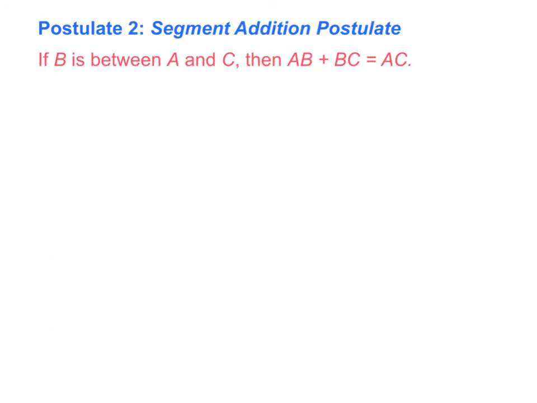And this leads us to postulate 2, the segment addition postulate, which simply states if B is between A and C, then AB plus BC equals AC. And we can see this fairly clearly on the example I've shown here, that if B is between A and C, then the distance AB plus the distance BC is equal to the distance AC.